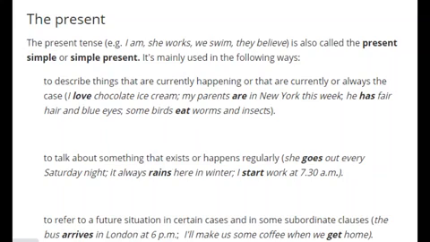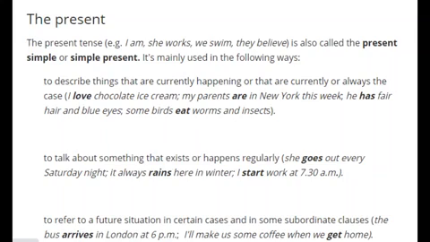Now present tense is also used to talk about something that exists or happens regularly. Point to be noted, what things happen or exist regularly, that means every time, at that time also we use the present tense. See the sentences: She goes out every Saturday night. It always rains here in winter. I start work at 7:30 a.m. These are the sentences in which we are saying how the work goes on every time.